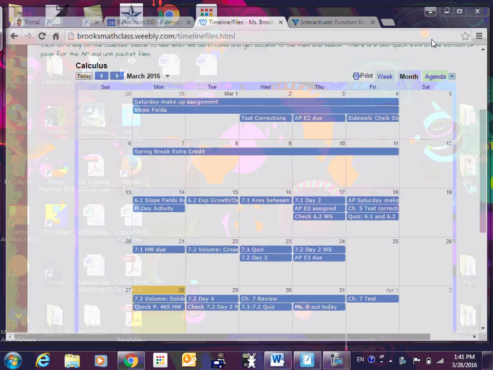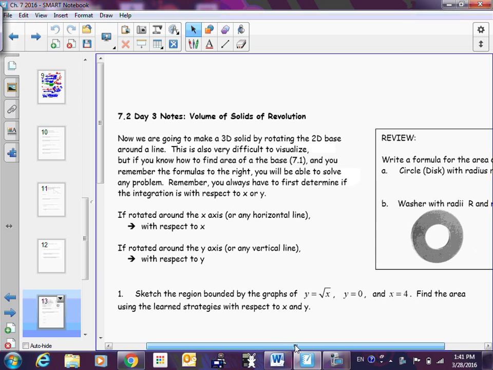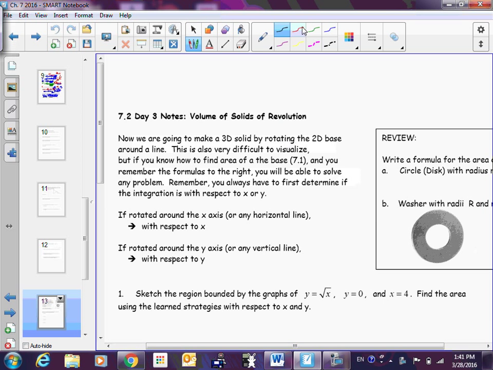Okay, so we are going to talk about how to make a 3D solid by rotating the 2D base around a line. We already did cross sections, so hopefully you really get that. This is not totally different, but there are some real key differences, especially in what actual shape you make and how you find the volume.